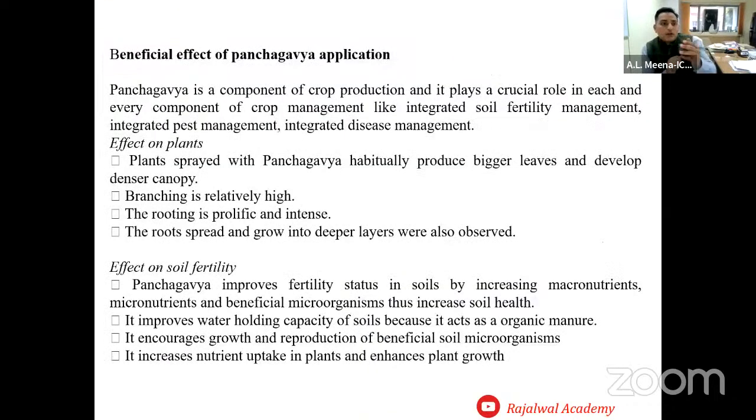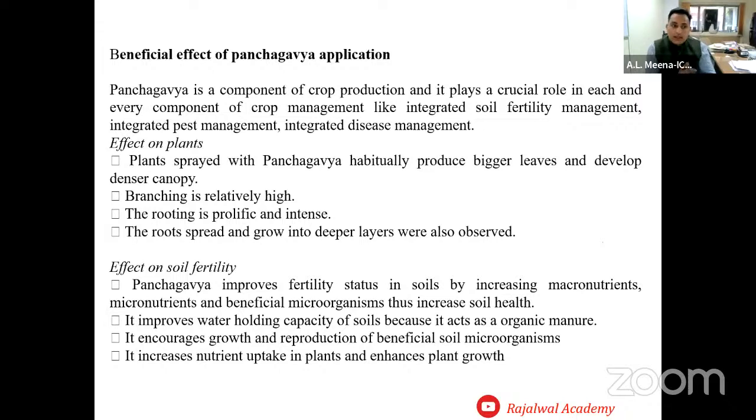The benefit of Panchagavya application is that it is a component of crop production and plays a crucial role in each and every component of crop management, like integrated soil fertility management, integrated pest management, and integrated disease management. The effect of Panchagavya application on plants is that plants sprayed with Panchagavya habitually produce bigger leaves and develop a denser canopy.